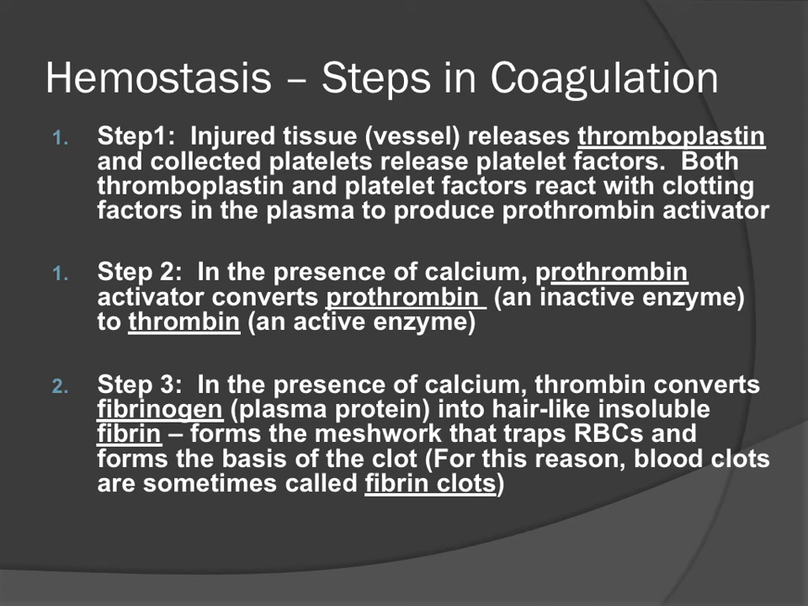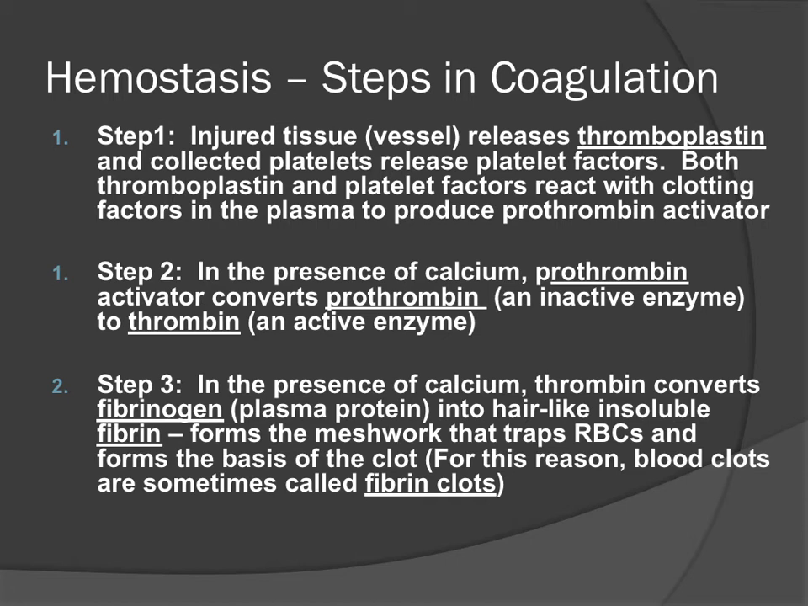So, hemostasis, the steps in coagulation. Step 1: the injured tissue or the vessel releases thromboplastin, and collected platelets release platelet factors. Both thromboplastin and platelet factors react with clotting factors in the plasma to produce prothrombin activator. Step 2: in the presence of calcium, prothrombin activator converts prothrombin, which is an inactive enzyme, to thrombin, an active enzyme. Step 3: in the presence of calcium, the thrombin converts fibrinogen, which is a plasma protein, into hair-like insoluble fibrin.